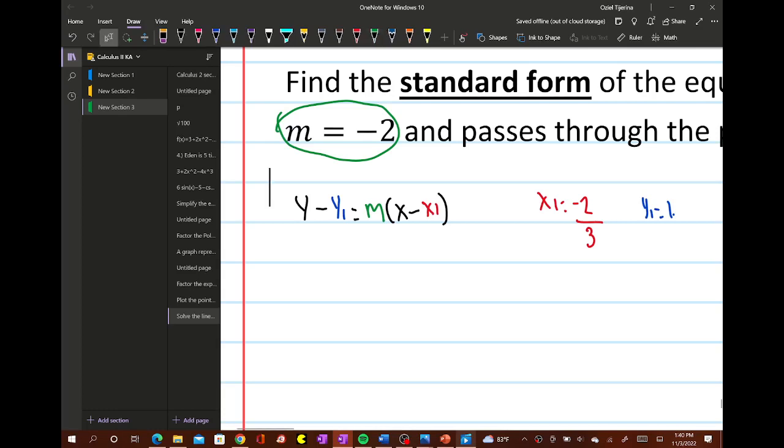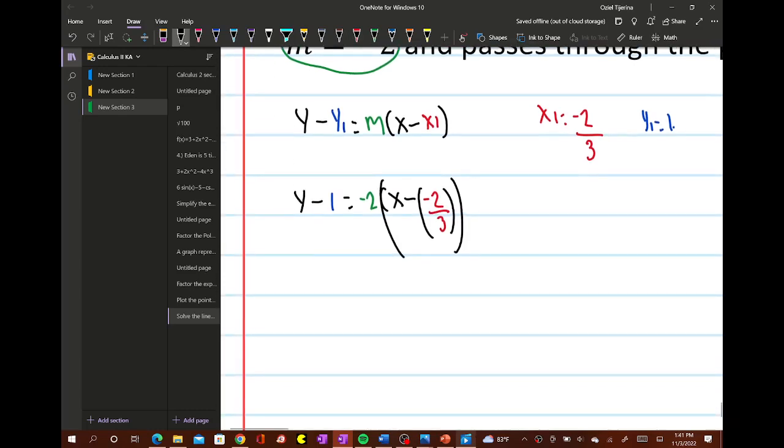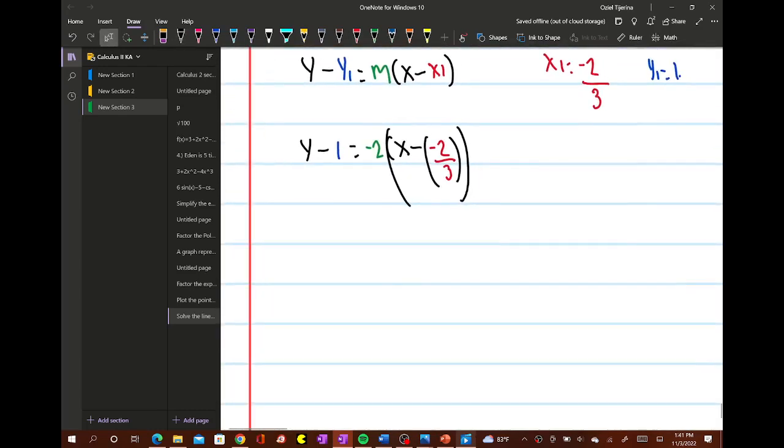Now, we can write the point-slope form of this equation. Okay, so we have y minus 1 equals, and we know that m is negative 2, so we have negative 2 times x minus, and we have negative 2/3, right? So it'll be negative 2/3 over here. Okay. So like this, right? Okay, so then we have y minus 1 equals negative 2 times x plus 2/3, okay?